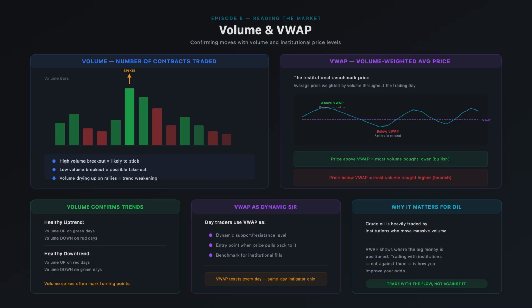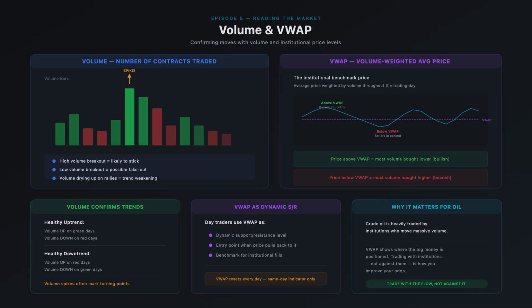Watch for volume spikes. A sudden surge in volume often marks important turning points, the start of a new trend or the end of an old one. Volume also confirms trends. In a healthy uptrend, you want to see volume increasing on up days and decreasing on down days. If volume starts drying up on the rallies, the trend might be weakening.